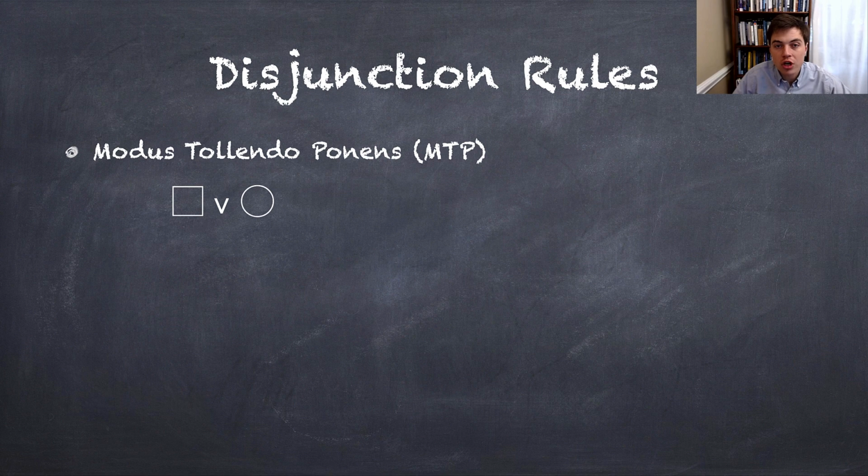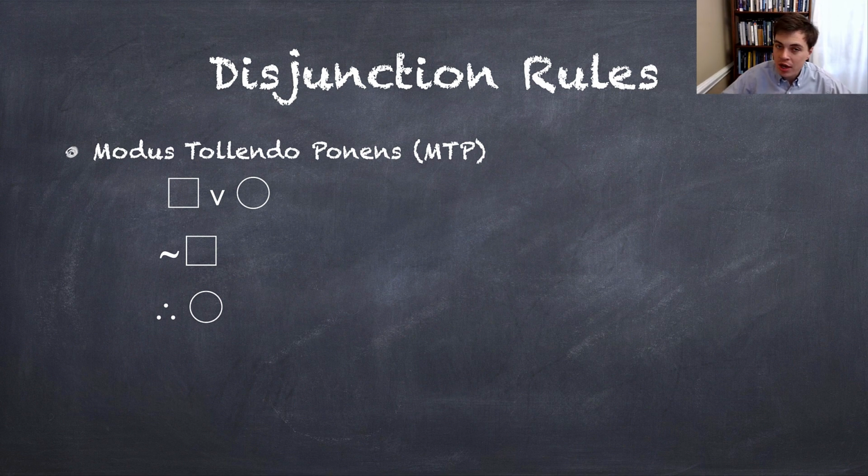You can think of that as our introduction rule for disjunction. Well, what about an elimination rule for disjunction? This one is fun and a lot more intuitive. Modus tollendo ponens, or MTP is what I'll call it. The MTP rule says that if you have a disjunction, either box or circle on a line, and then you have the negation of box or not box on another line, then you can conclude therefore circle. You can't conclude therefore not circle, that would be invalid. You can conclude therefore circle.